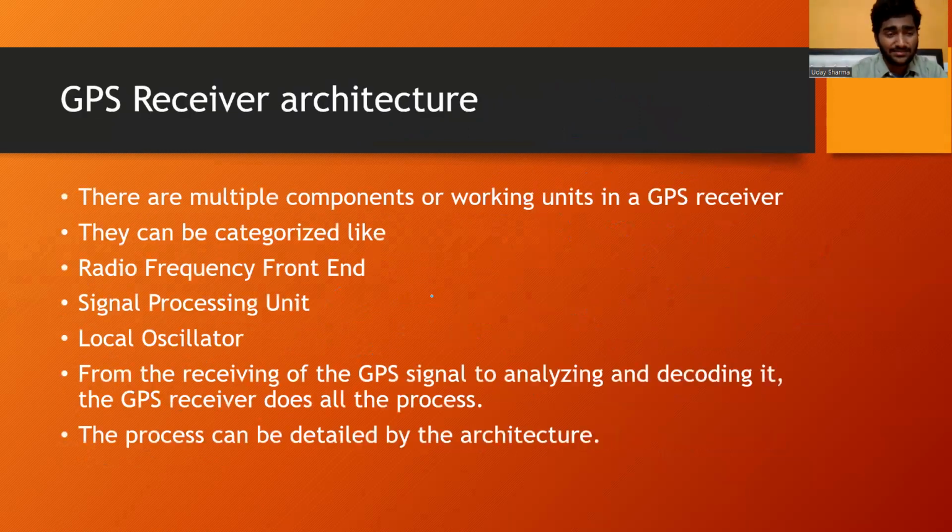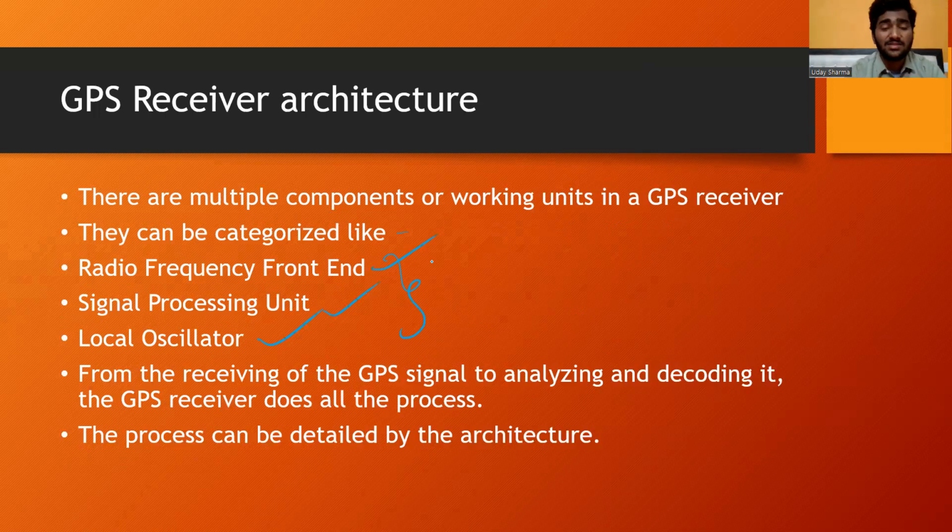GPS receiver architecture. Let us see what are the multiple components or working units of a GPS receiver. They are mainly categorized into three: radio frequency front end, signal processing unit, and local oscillator. Each unit has its own function, from receiving the GPS signal to analyzing and decoding it.